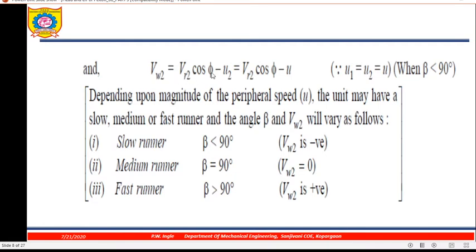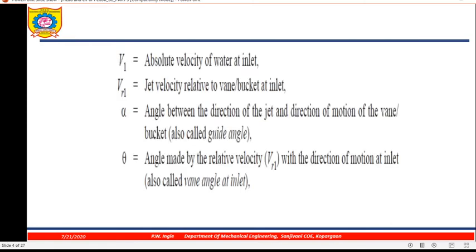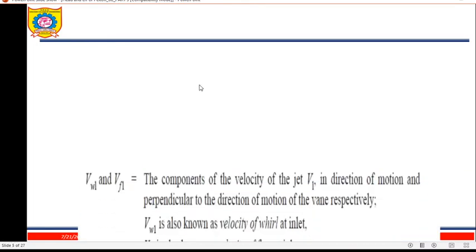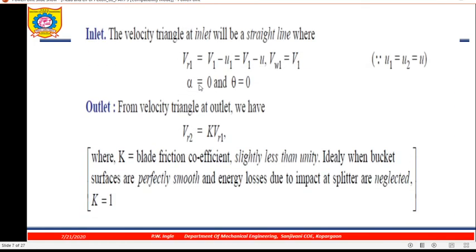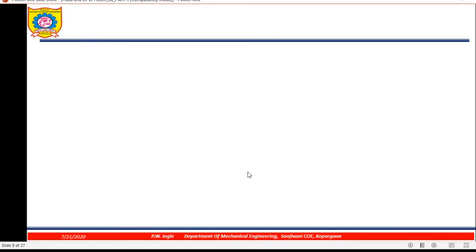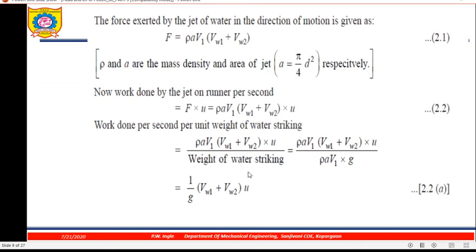Now what is Vw2? We'll see cos phi. Cos phi is adjacent upon hypotenuse, so U2 plus Vw2 upon Vr2. So you get Vw2 as Vr2 cos phi minus U2, that is Vr2 cos phi minus U, when beta is less than 90. So beta can be less than 90, greater than 90, or equal to 90. These are the various cases. We will discuss when Vw2 is positive, negative or 0.